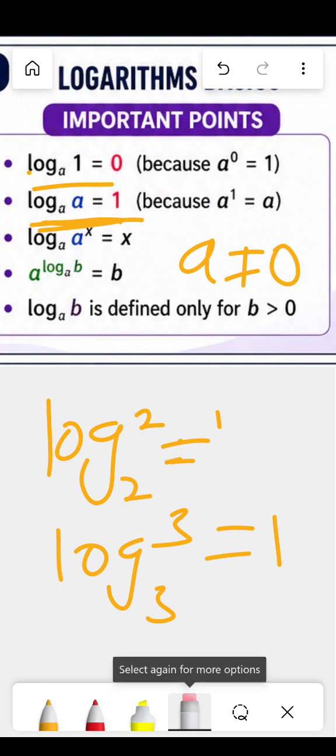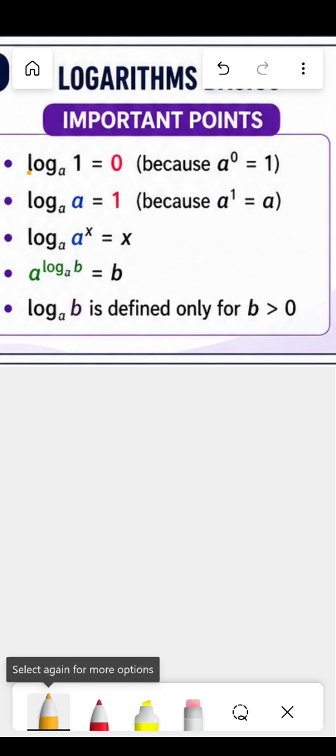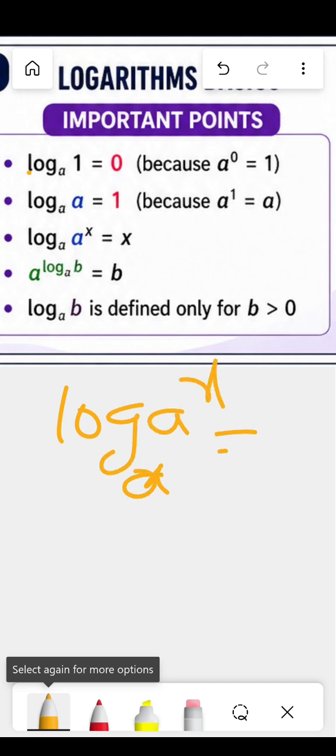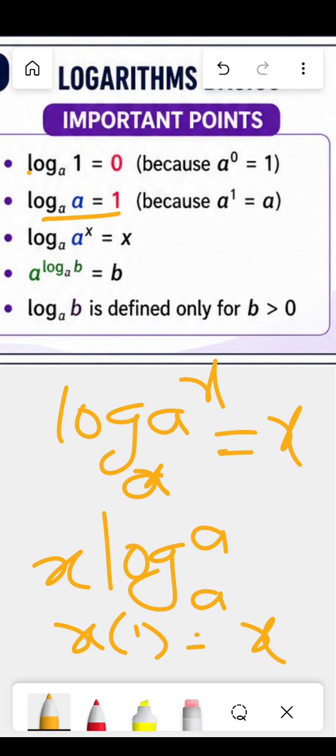The next thing is log a power x base a, which is equal to x. This can be written as x into log a base a. Log a base a, we already know, is 1. Then x into 1 is equal to x. So log a power x base a is equal to x.